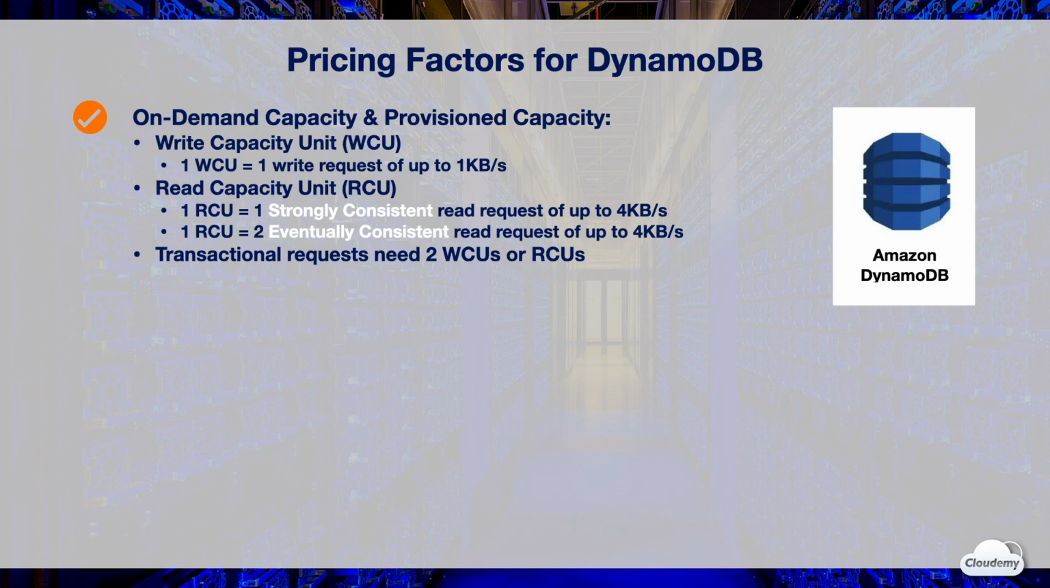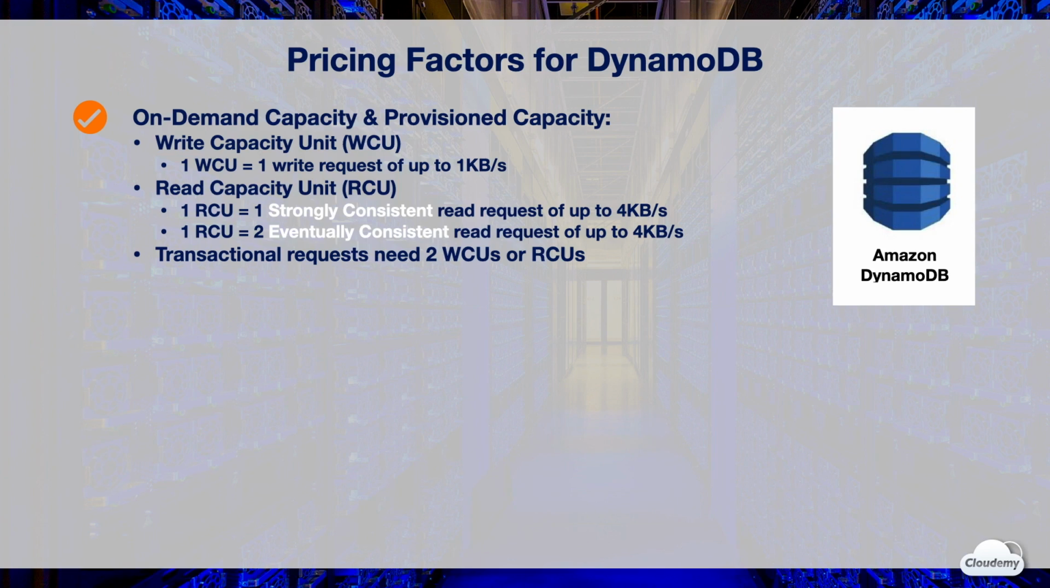One WCU can perform one write request for items up to 1 kilobyte per second. One RCU can perform one strongly consistent read request, or two eventually consistent read requests for items up to 4 kilobytes per second. DynamoDB also provides transactional styled reads and writes.